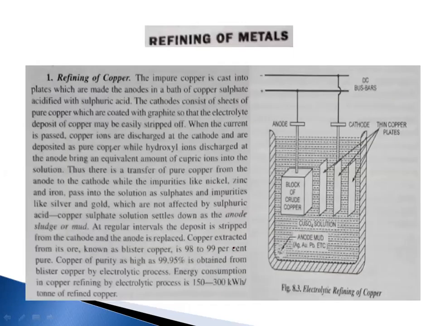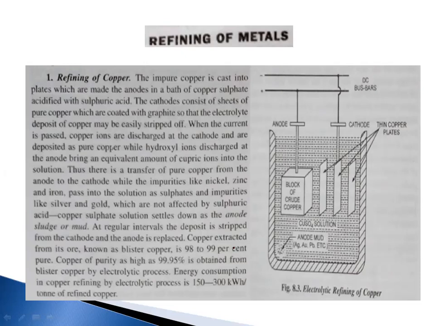Next, refining of metals. So here we are first considering the metal, that is copper. Refining of copper. The impure copper is cast into plates which are made the anodes in a bath of copper sulfate acidified with sulfuric acid. The cathodes consist of sheets of pure copper which are coated with graphite so that the deposited copper may be easily stripped off.